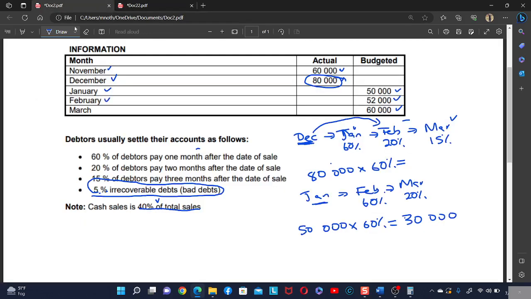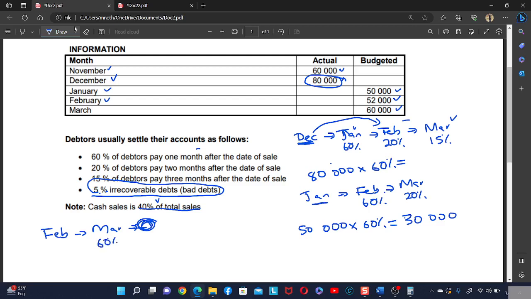Now we are moving to February. So now February is a month of sale. So if February is a month of sale, it means that 60% is going to be paid in March, right? And then 20% is going to be paid in April. So we are not doing April, we are doing January, February, and March. So there's no need to include April. Okay, so 60% is going to be paid in March.